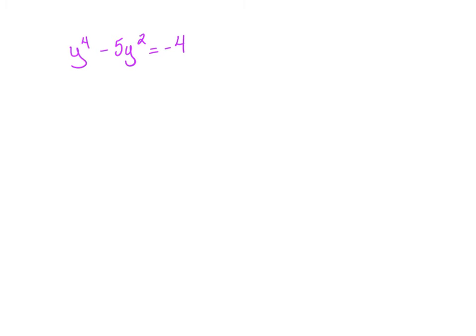So the very first thing that we're always going to do is set it to 0. So I am going to add 4 to both sides of this so that I can get it set equal to 0. So I have y⁴ - 5y² + 4 = 0. Okay? Now, we're working on factoring, and y⁴ - 5y² + 4 can be factored.